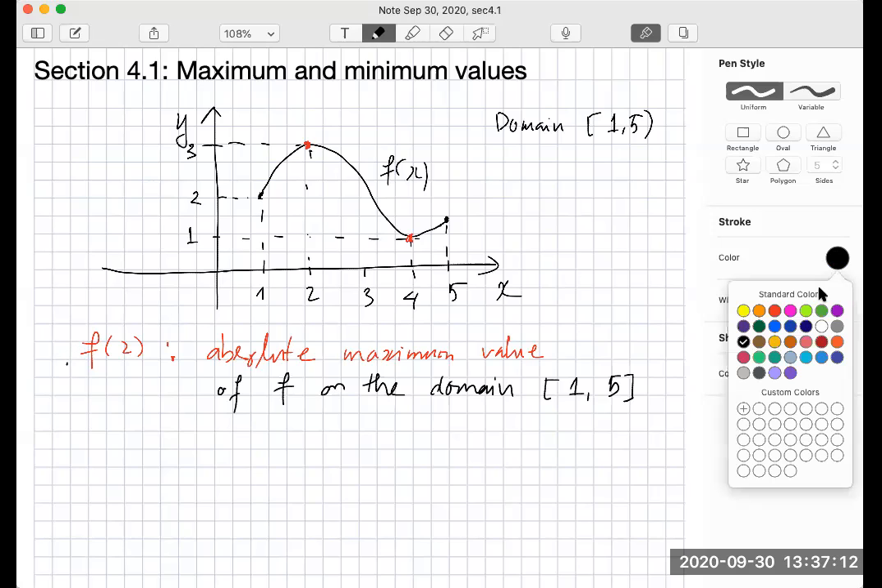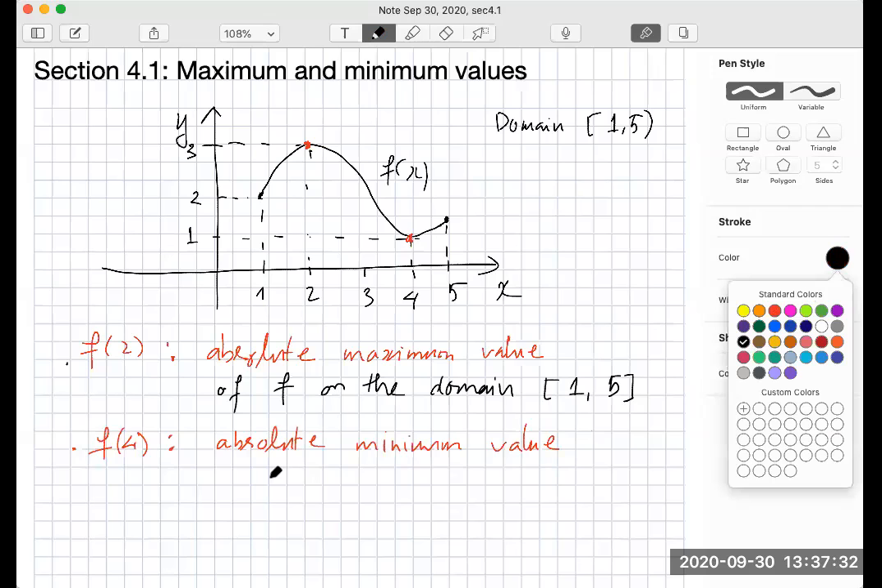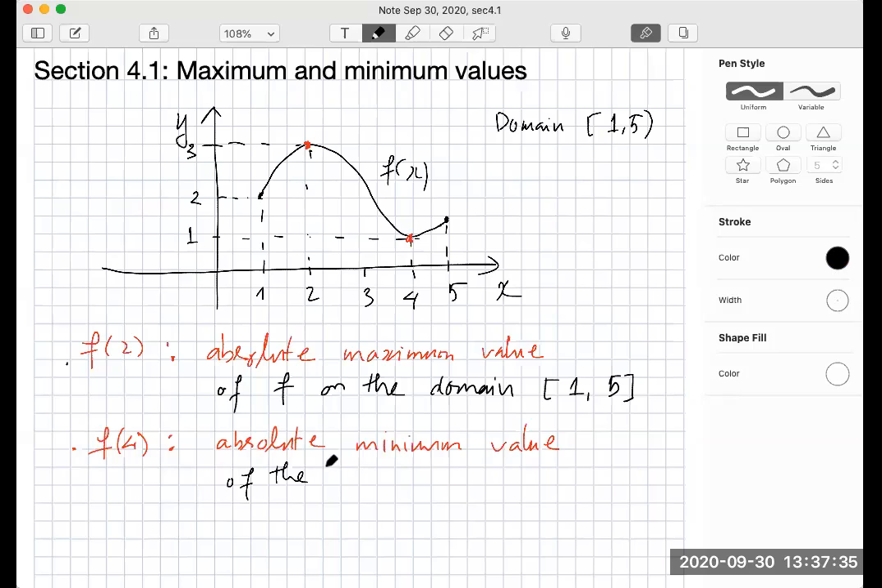And the function value at 4 is the lowest value, so we call it the absolute minimum of the function f on the domain from 1 to 5. Just some concept definition, right? So, mark it here.